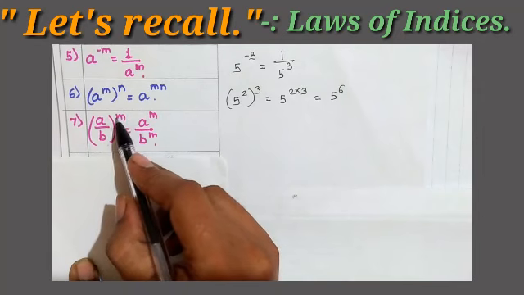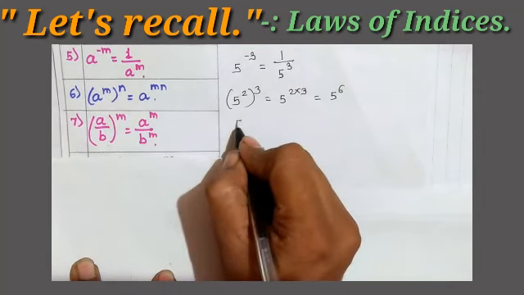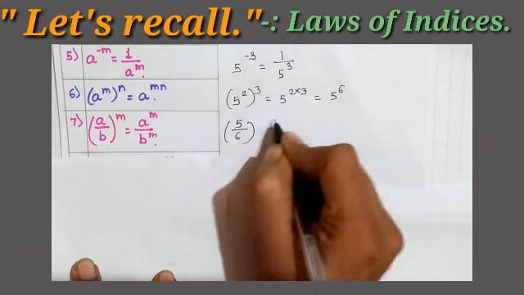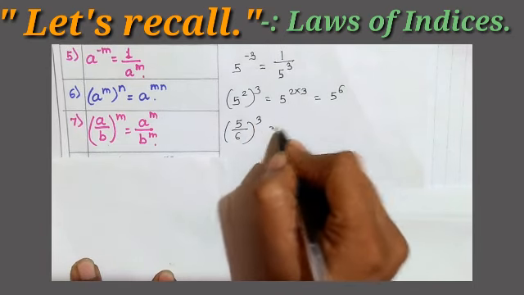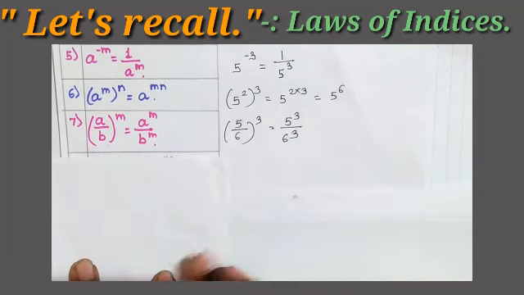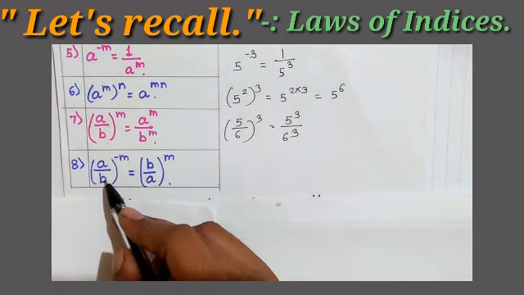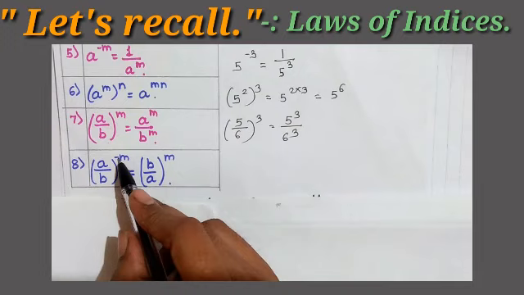Then we will provide the index to the separate, that is (5/6)^3 equals 5^3 divided by 6^3. And the last law was a upon b raised to negative n.